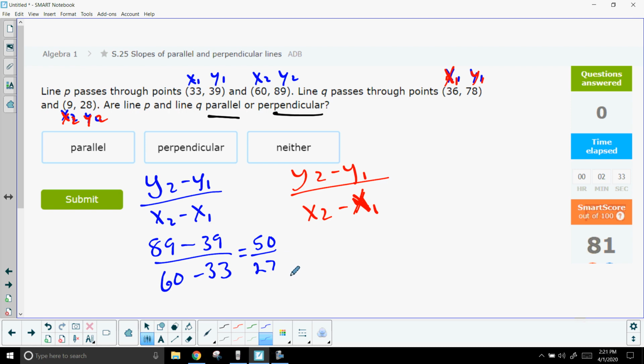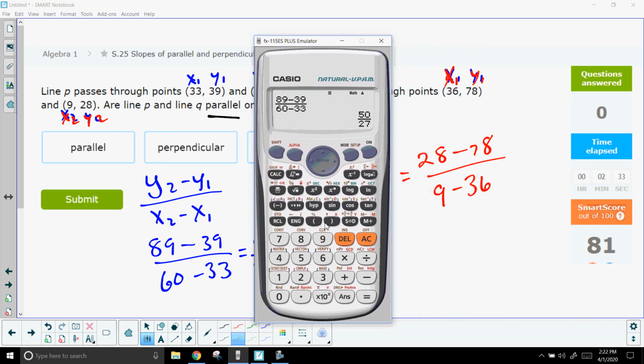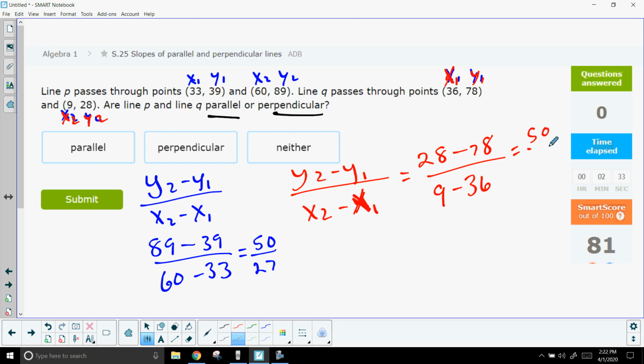Now let's look at the red line, the Q line. So plugging stuff in, we got y2, which is 28, minus 78, over 9 minus 36. And again, if you got the calculator, using Desmos scientific calculator, you can plug this in like you see it. 28 minus 78 on top, 9 minus 36. And we get 50 over 27. Lo and behold, they have the same number, so that means they are parallel.